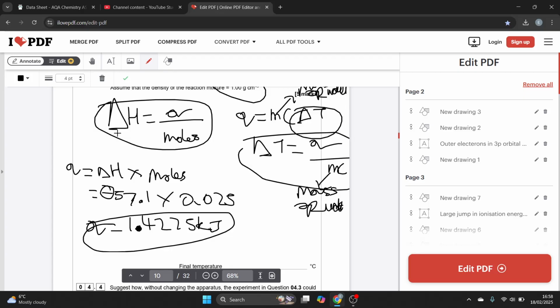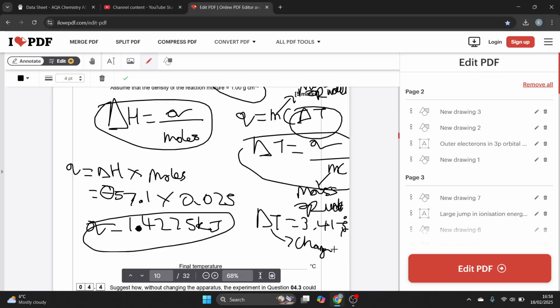So then I'm going to times by 1,000. That's another trick. I want it in degrees Celsius, so I need to times it by 1,000. So it's going to be 1.4275 times by 1,000. Then I get the temperature change, delta T, as 3.415 degrees. What is that? That's temperature change.